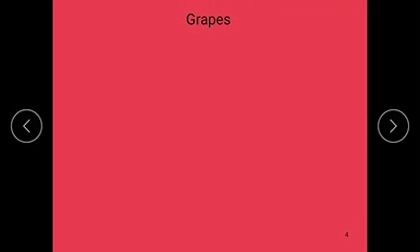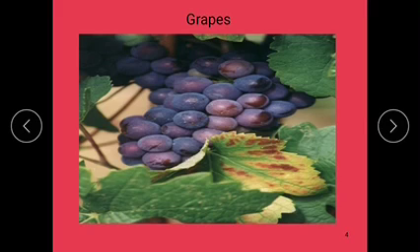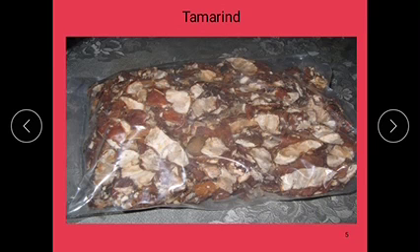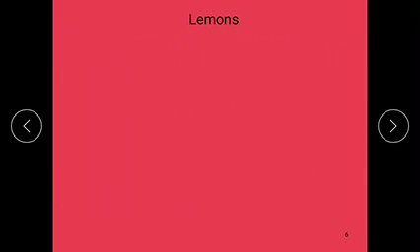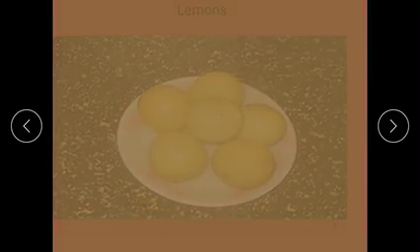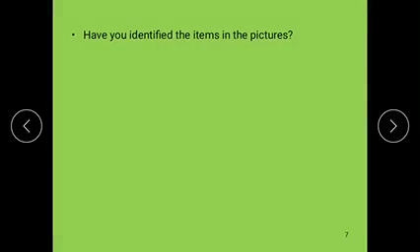Let us see here. These are grapes. Now let us see here. It is a tamarind. And see here, it is lemons. Next, let us see how you identify these items in the pictures.